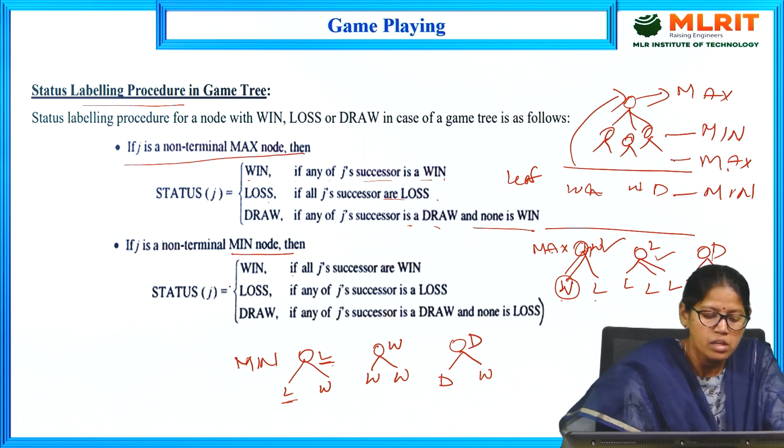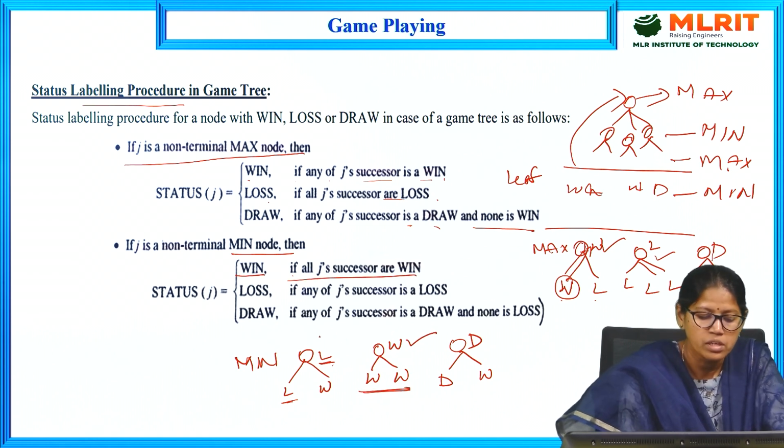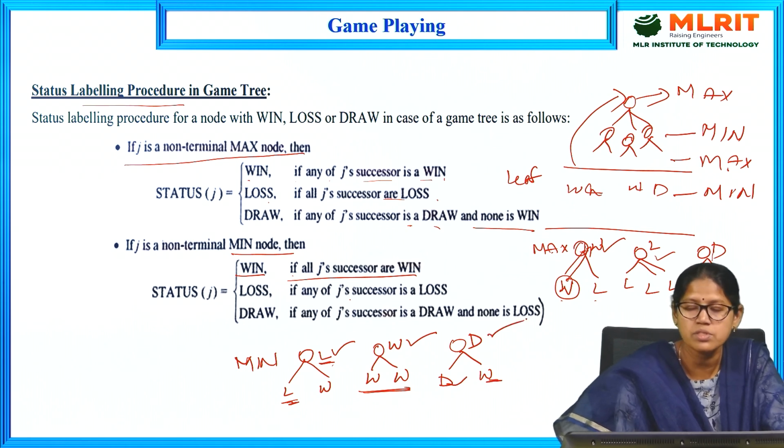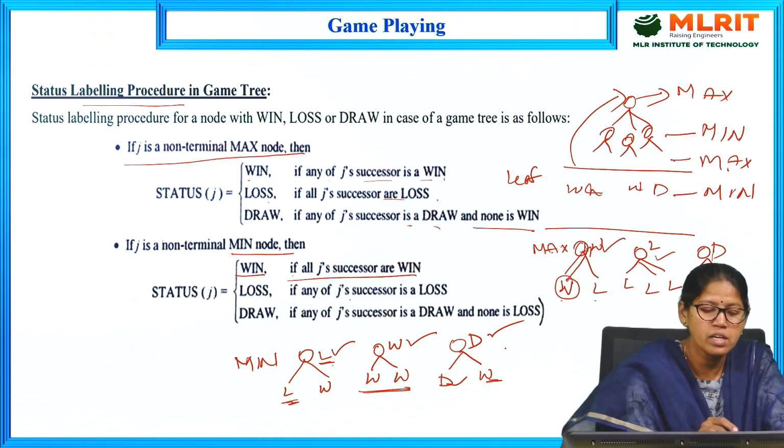Okay, try to understand. The first one, win: if all J successors are win, then it is win. If any J successor is loss, then it will choose the loss. If any J successor is a draw and none is a loss, then it will choose the draw. Okay, that is the status labeling procedure at max level and min level.